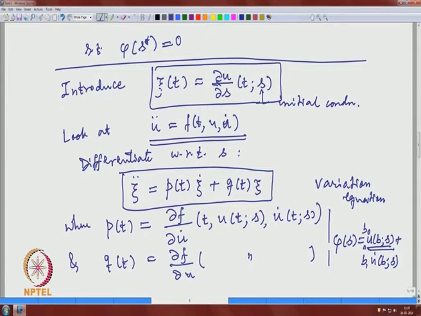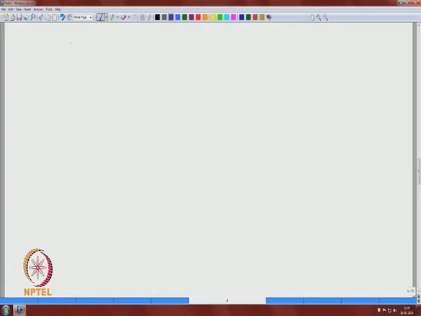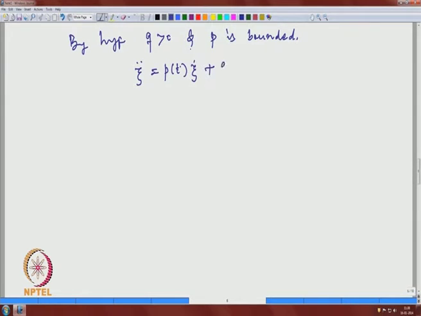Okay. So, now you see that from hypothesis, q is positive and p is bounded. So, we are going to make use of this. So let me again rewrite here. J double dot equal to Pt J dot. So you keep on recalling this.